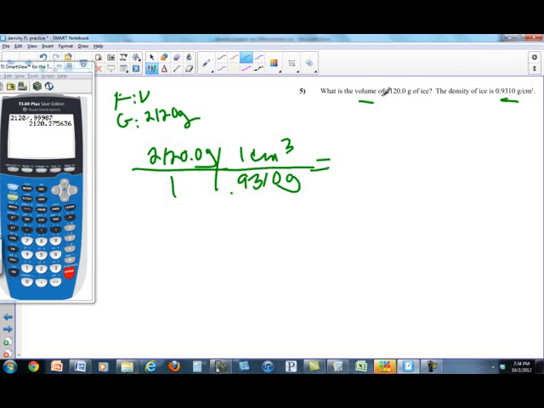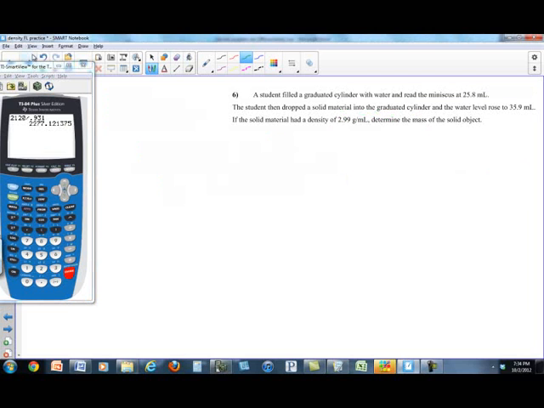It doesn't specify the unit, so I'm just going to plug this, and I get 2120 divided by 0.931, and I get, no, I've got 5 sig figs, so I can have 5. I get 2277.1 centimeters cubed of ice. Alright, let's do one more.